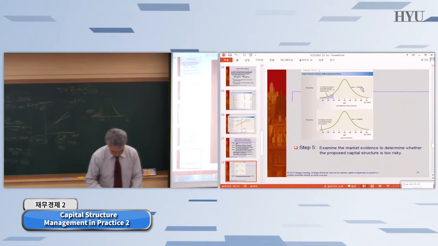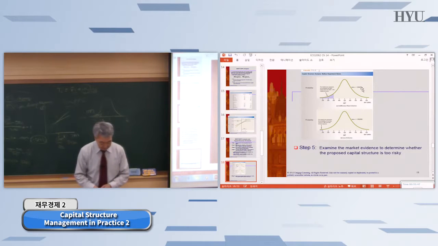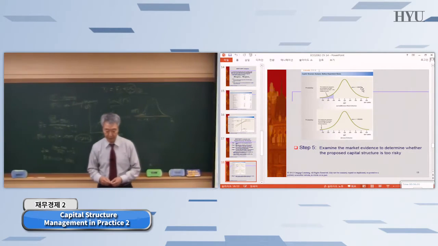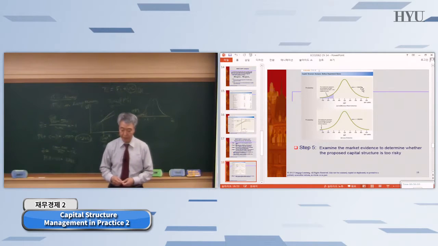All right, we have a couple of more concepts here. Let me just mention one more thing and let you go today, okay? All right, so step 5 here, that's the last step. Examine the market evidence to determine whether the proposed capital structure is too risky, right?